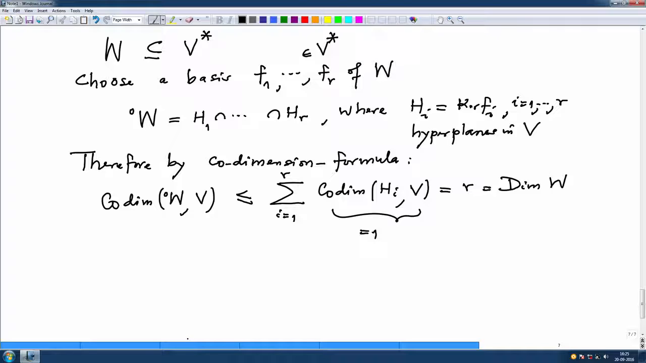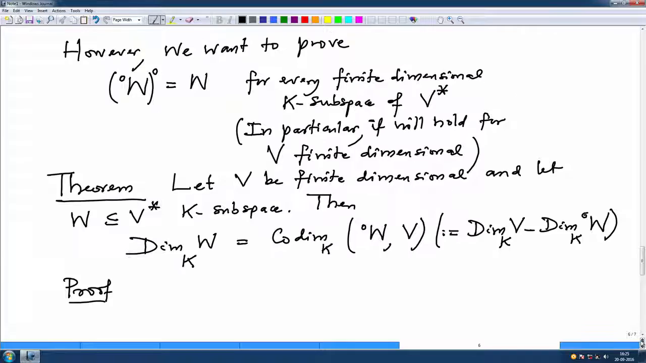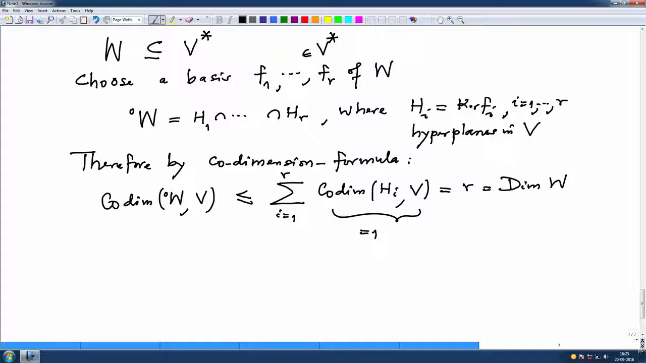So, that was the statement. I just want to show you the statement that we want to prove. We wanted to prove dimension W equal to codimension of this, and what we proved is codimension of left circle W is smaller or equal to dimension W. So, I have to prove the reverse inequality.